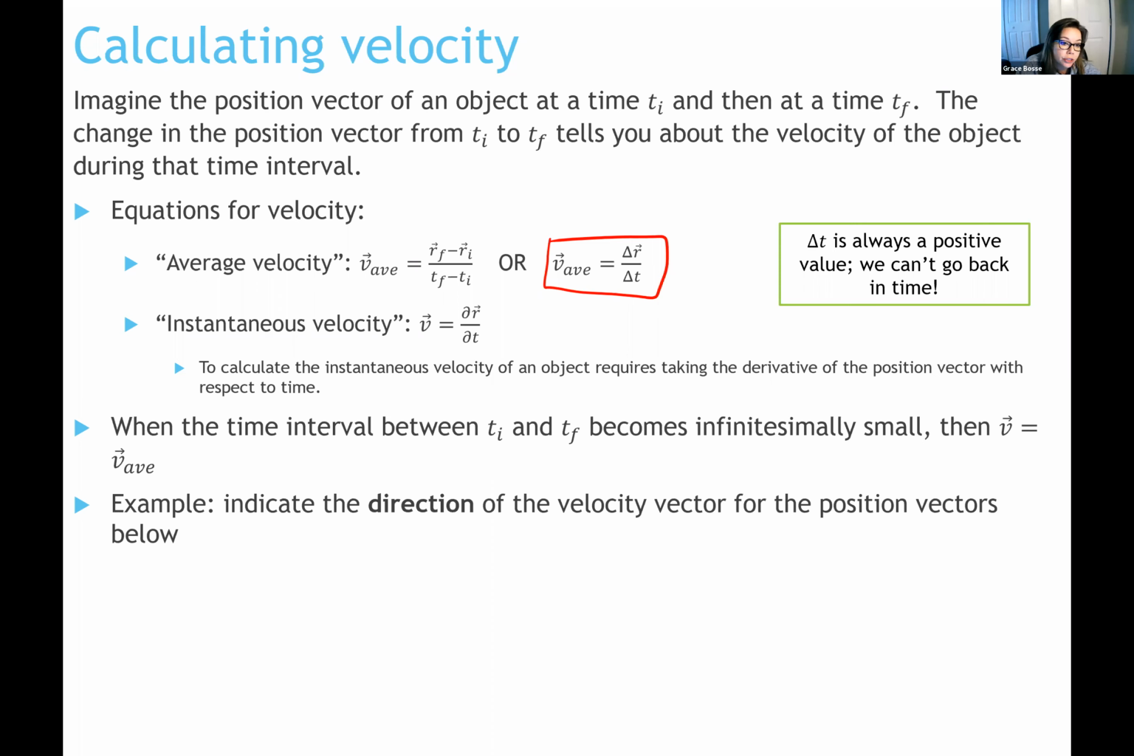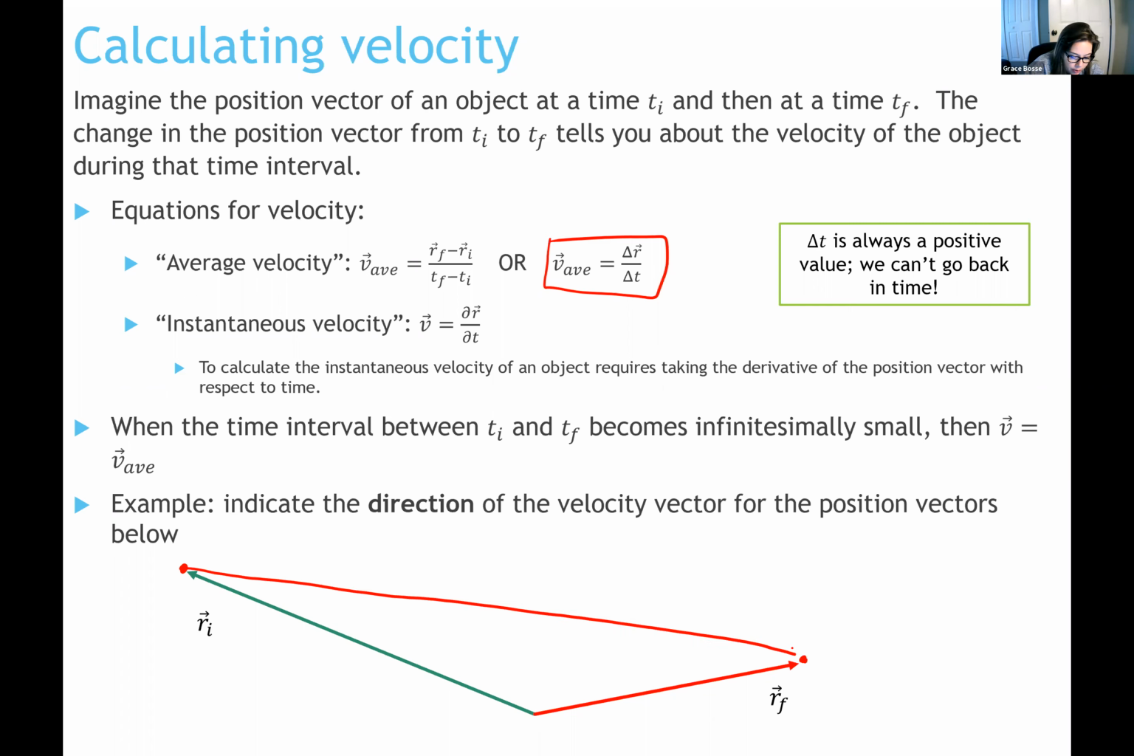So let's do a quick example here. Let's find the direction of a velocity vector based on these two position vectors. So here's my initial position vector and my final position vector. I know these two locations. This is where I started and here's where I ended. So now let's draw the displacement vector. This is the change in position. Here is my displacement vector delta r.